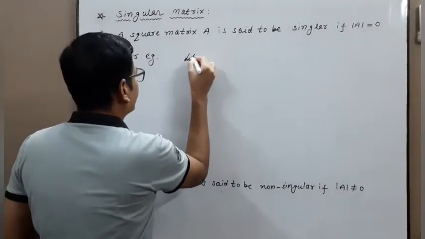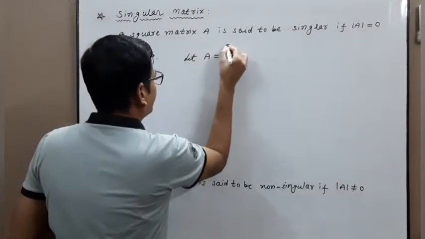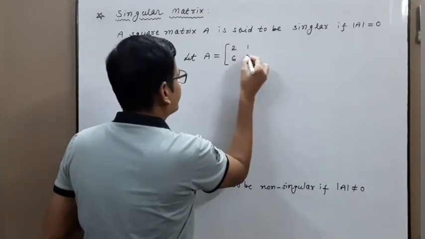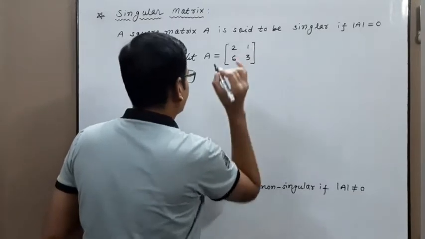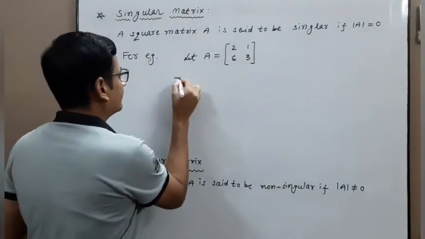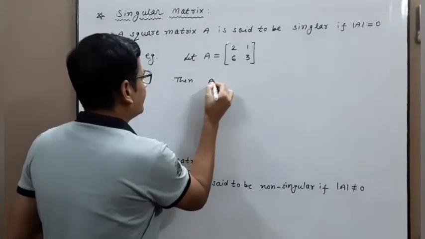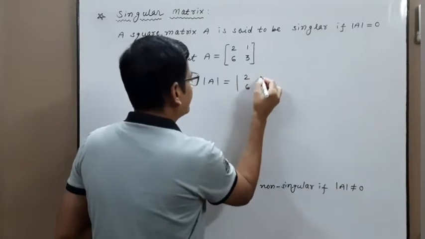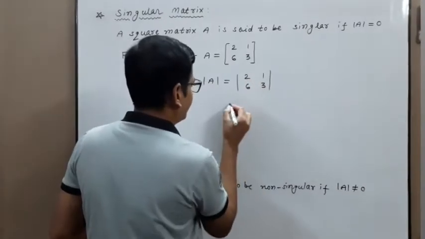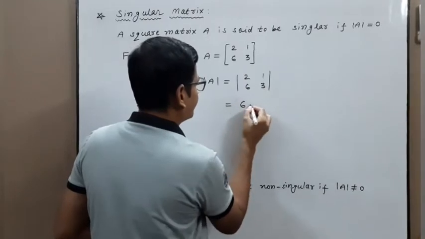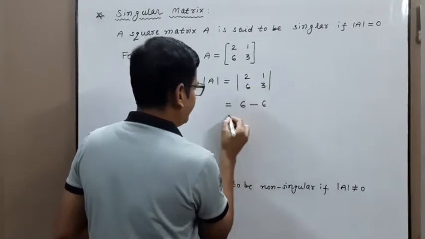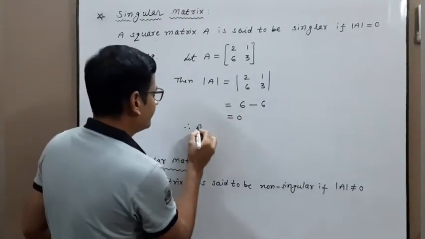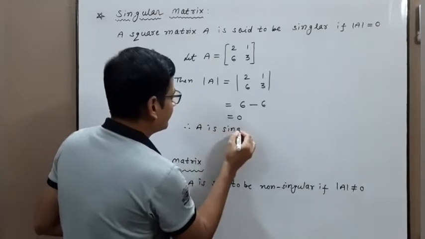Let A is equal to [2, 6; 1, 3]. Then determinant A is equal to 2 times 3 is 6, minus 1 times 6, 6, equal to 0. Since determinant A equal to 0, therefore A is singular matrix.